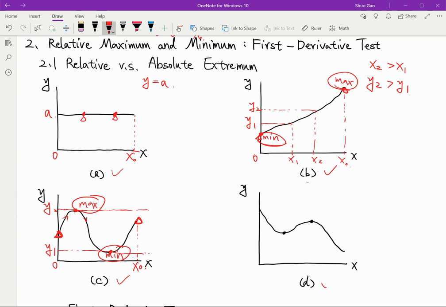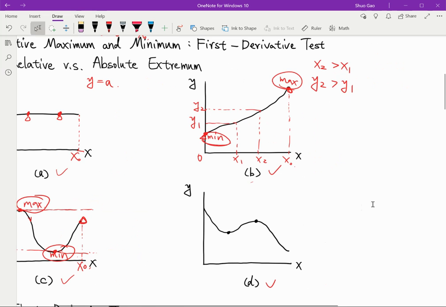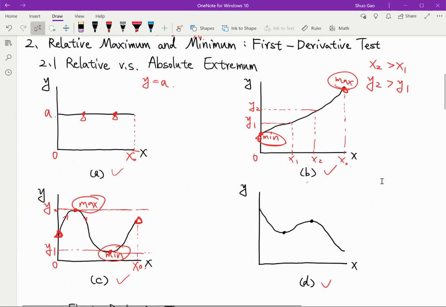Okay, so for the last one, again, it's not a strictly increasing or decreasing function. And we can find this little trough here and a little bit peak here, right? And suppose the domain is again from 0 to x0.